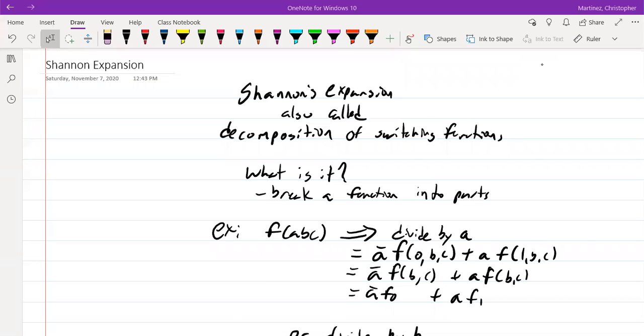All right, now we're moving on to what's called Shannon's expansion. In your textbook, it also goes under the term of decomposition for the switching of functions. So what is this? Well, all we're really trying to do is break a function into its parts. Let's take, for example, a function that has three variables, a, b, and c. And what we want to try to do is divide it out into two parts by a.